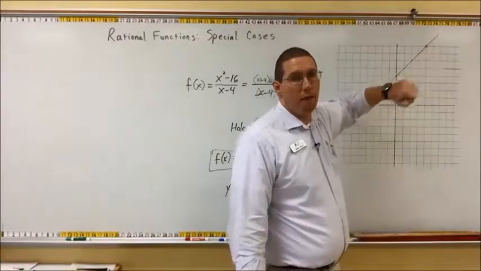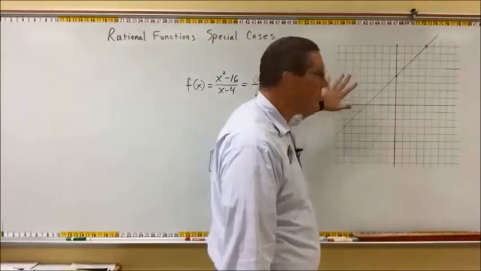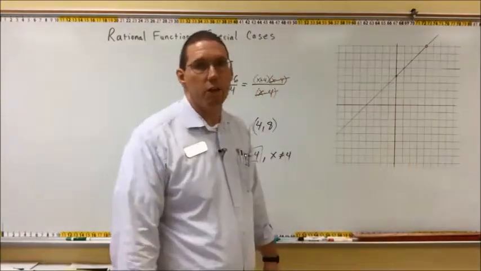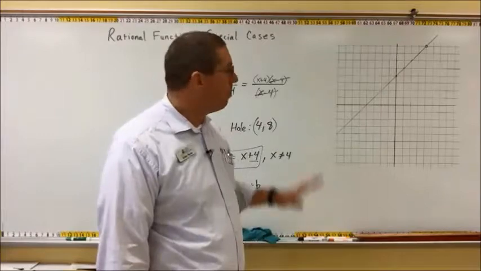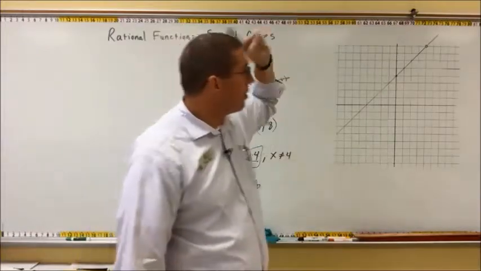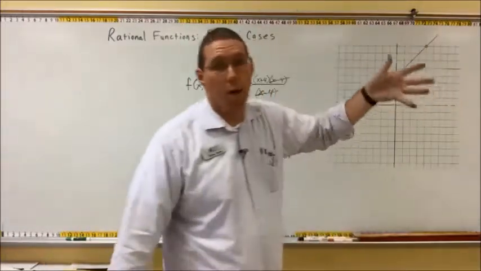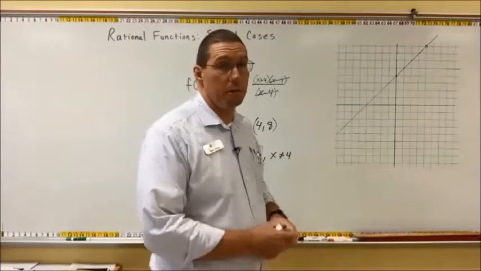And so this is the graph of a rational function. It looks like the graph of a linear function, but it is not completely the graph of a linear function because it is missing the point 4, 8. Okay, and that's why it's a special case.